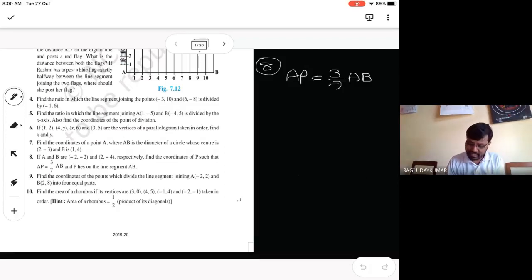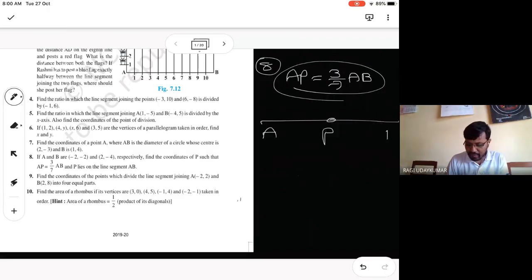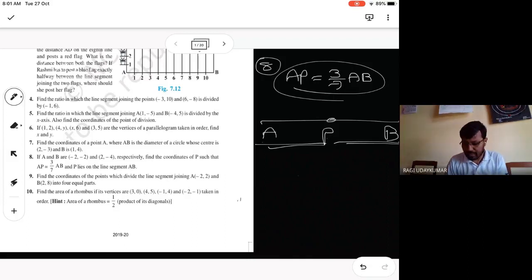When the ratio is given to you, you have to observe that carefully. Suppose you take the point P. If it says P divides AB in what ratio, it is the AP to PB ratio. If it says P divides BA in what ratio, it is the PB to PA ratio, or BP to PA ratio.